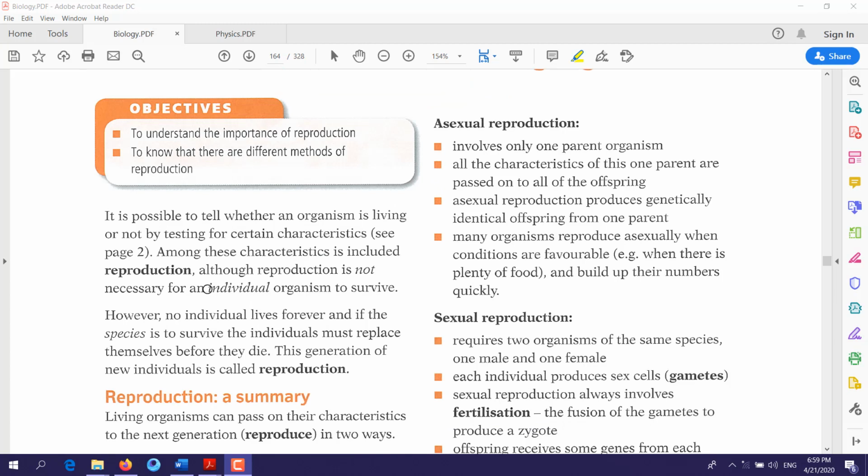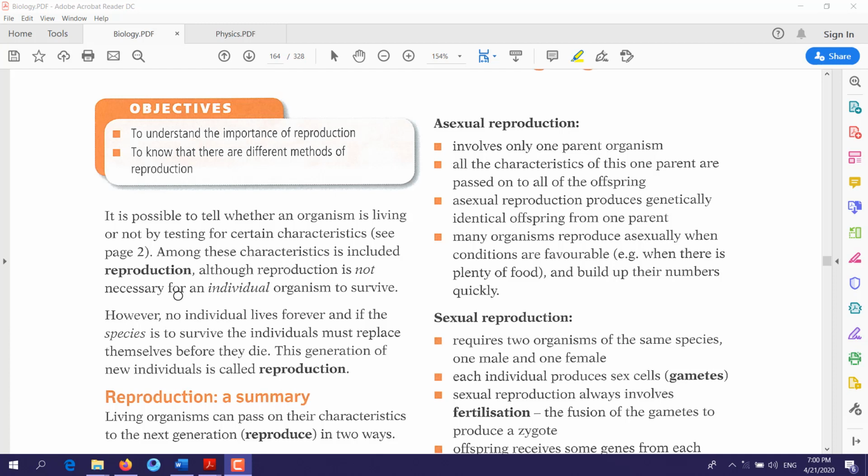Firstly, as we studied at the beginning of this year, when we talked about the characteristics of living things, we said living things or living organisms share some characteristics in common. For example, all living things breathe, they reproduce, they move. So today we will talk about one of these characteristics, which is reproduction.